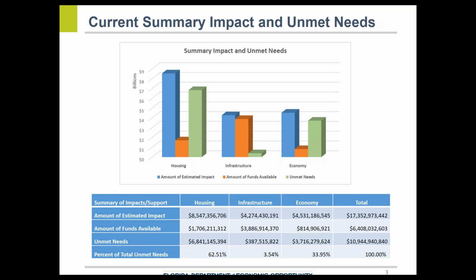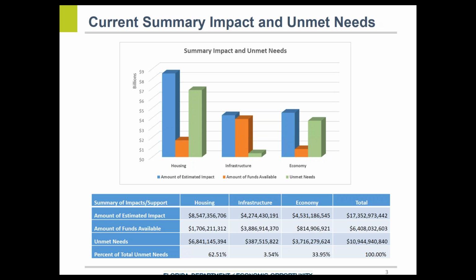Additionally, we examined the storm's impact on the most vulnerable populations in the state. After looking at the data of impacts and unmet needs from Hurricanes Irma and Maria, it was determined that the total estimated impact from these storms is about $17.4 billion across the three sectors of housing, infrastructure, and the economy. The total estimated unmet need is greater than $10.9 billion.